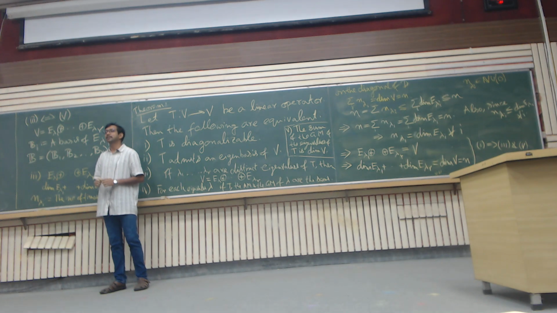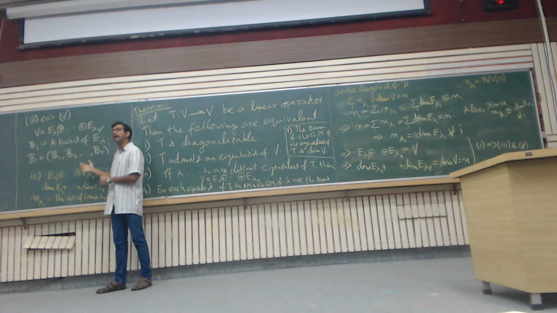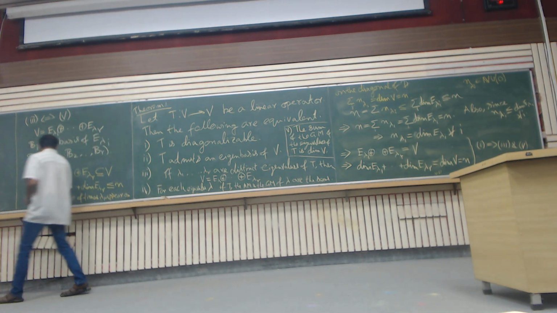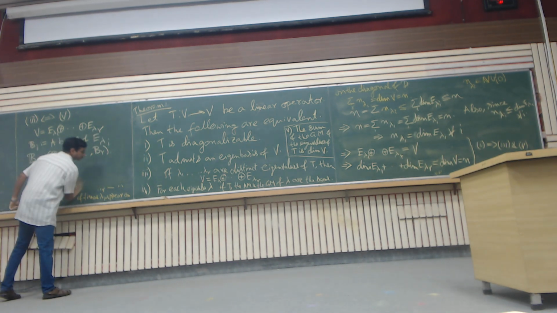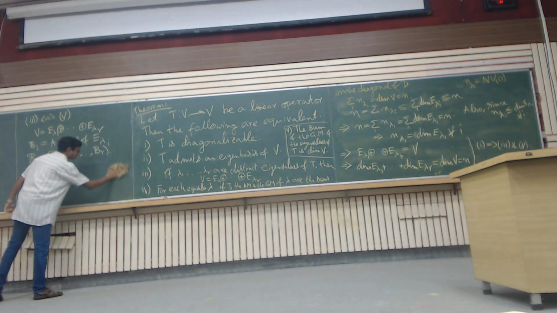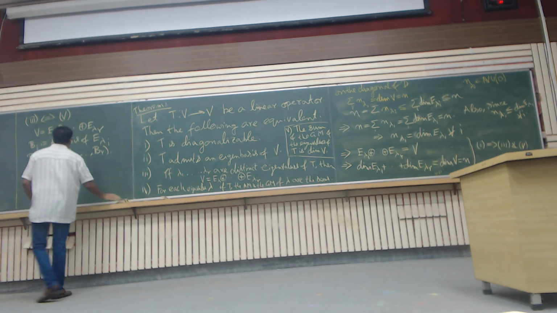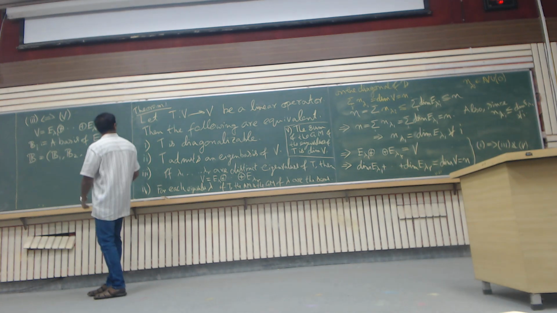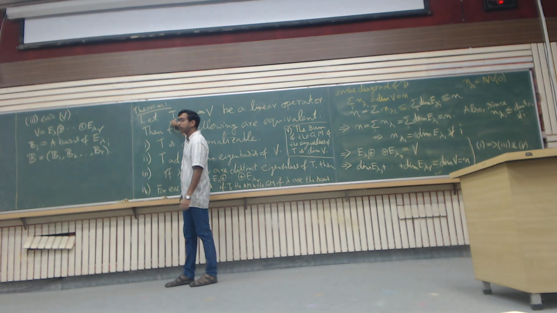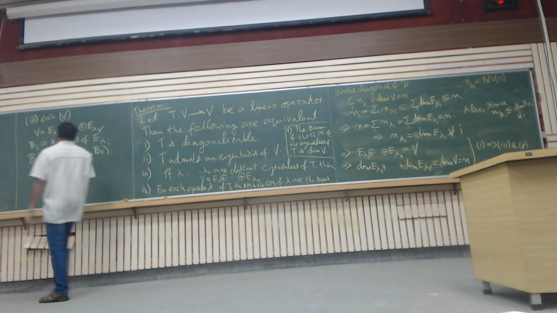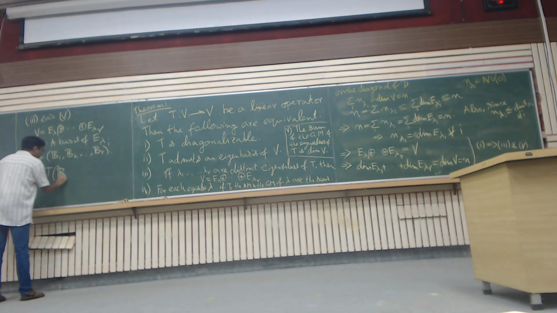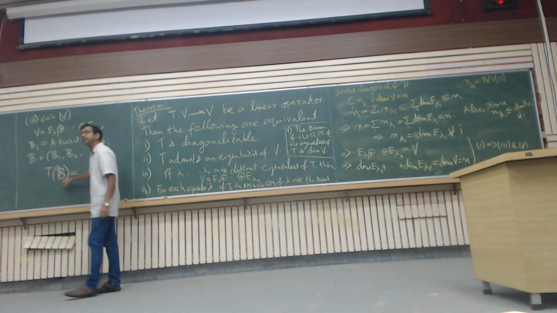What do you call such a basis? Louder? Yes. Eigenbasis of T. Eigenbasis of V admitted by T, because each of the elements of the basis are eigenvectors of T. And now suppose we try to figure out what is the matrix representation of T with respect to this basis. So can you please tell me how it should be?